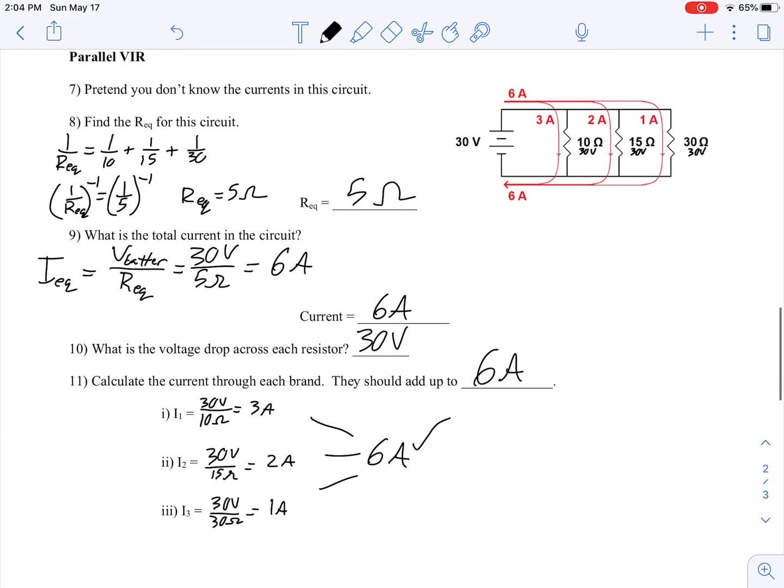Now, you can see why using the VIR table is a little bit nicer. Here there are all these steps, and it can be a little bit confusing. So with the VIR table, remember what we said: if you have one unknown in any column or row, you can solve for that unknown.